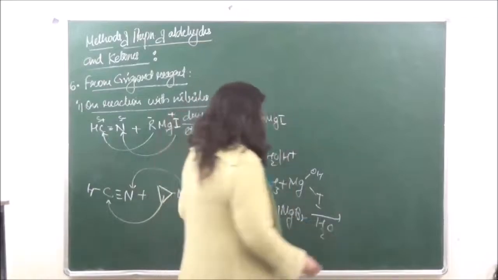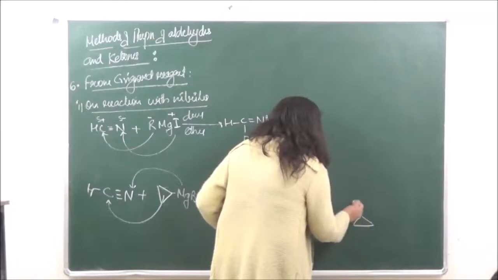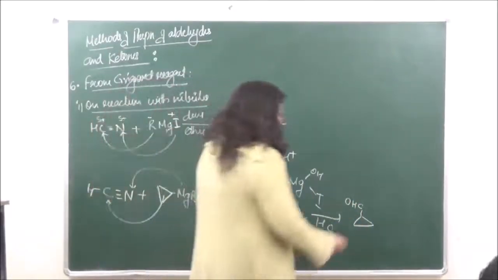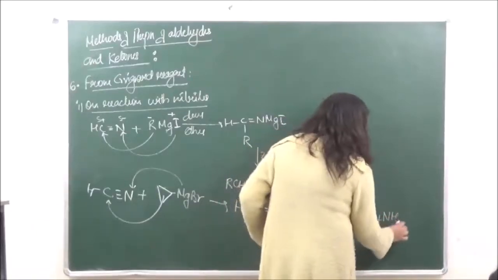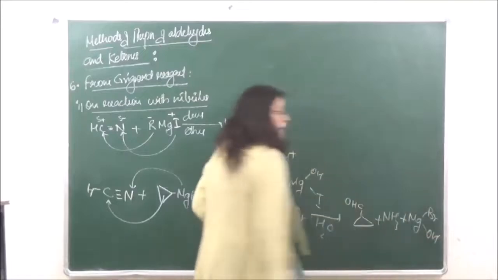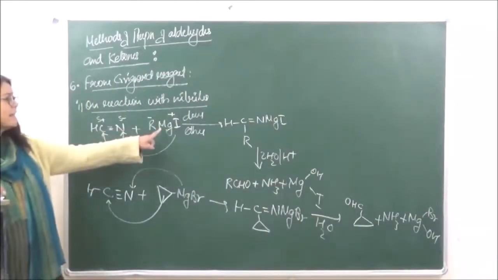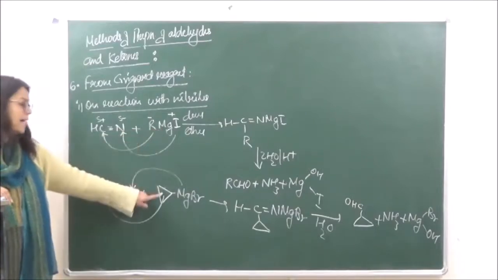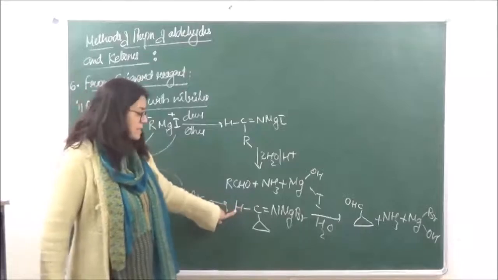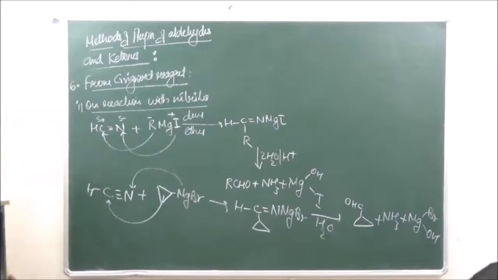What are we going to get? We will get cyclopropane carbaldehyde, CHO plus NH3 plus MgBr and OH. Have you understood? It is the same mechanism as we have done over here. This is the alkyl group now, so this alkyl group will attack at the carbon atom. This is going to give us an aldehyde plus ammonia reacting with water and plus magnesium hydroxybromide.